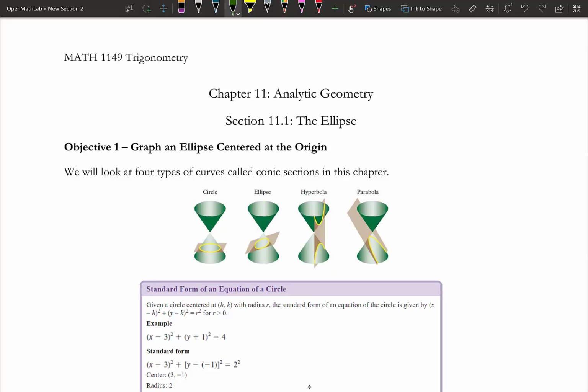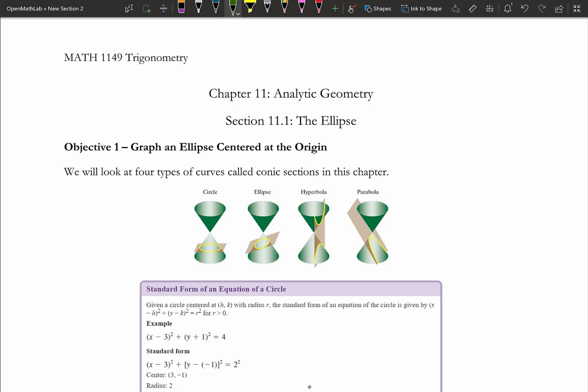All right, so we're ready to start into the last chapter for the class, chapter 11 on analytic geometry. And we're going to do just three sections in this chapter, and then we'll finish out the course. So objective one, we want to be able to graph an ellipse centered at the origin.